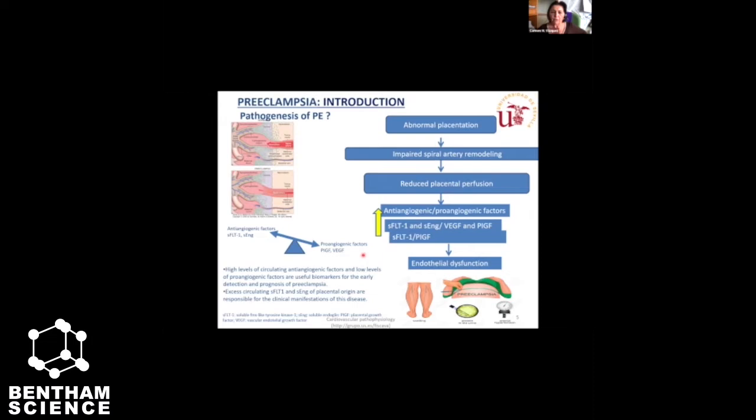So, in fact, the ratio sFLT1/PlGF is a useful biomarker for the early detection and prognosis of preeclampsia. Furthermore, we know now that sFLT1 and sEndoglin from placental origin are responsible for the clinical manifestation of this disease. Therefore, we can confirm that preeclampsia is the most severe among hypertensive disorders of pregnancy.